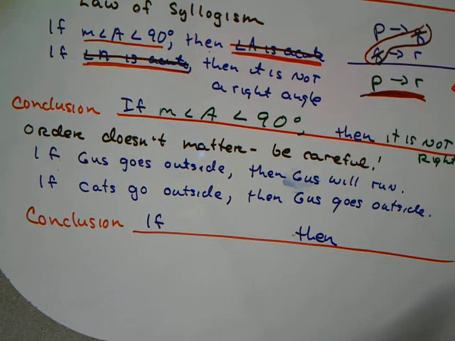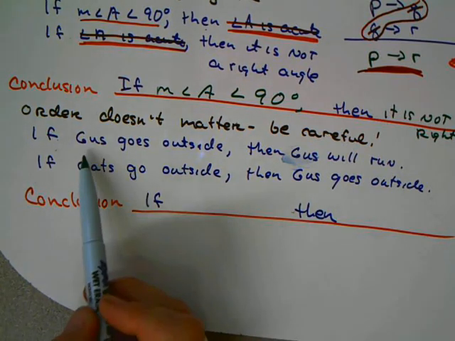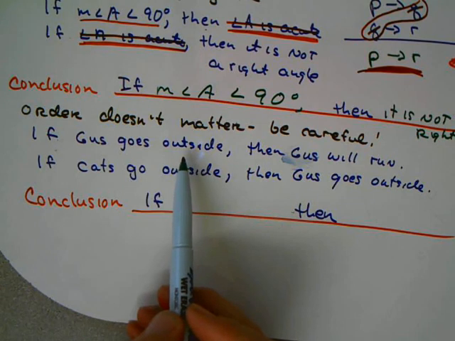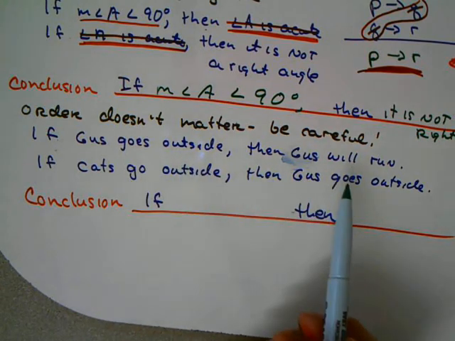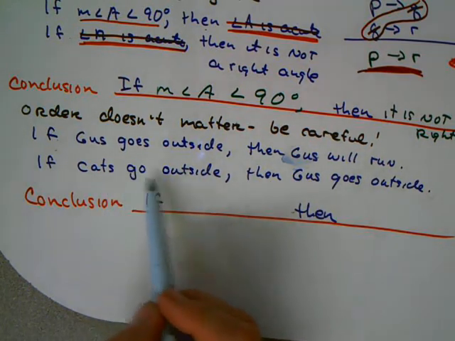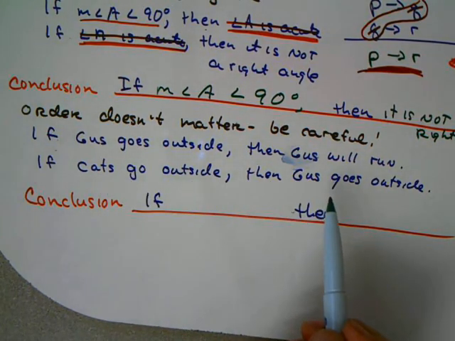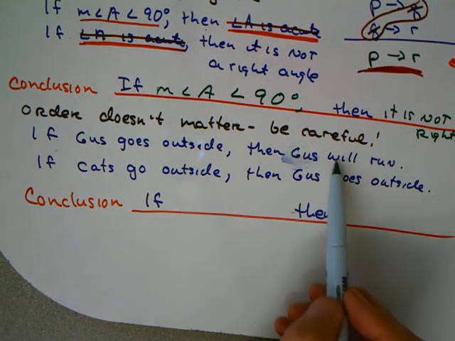Okay? Now, you won't always see them in order. So you have to be kind of careful. Now, take a look at this. Gus is my dog. He's a puppy. He's kind of fun. If Gus goes outside, then Gus will run. That's a true statement. If cats go outside, then Gus goes outside. He likes to follow the cat.